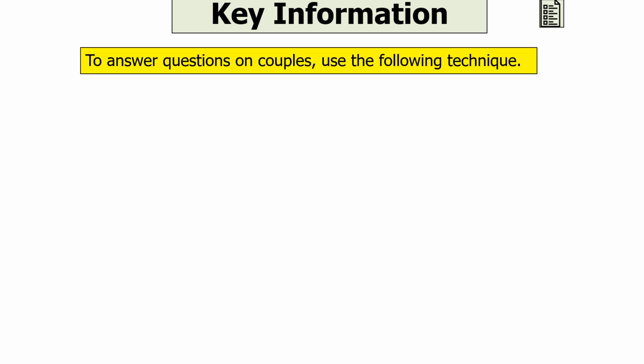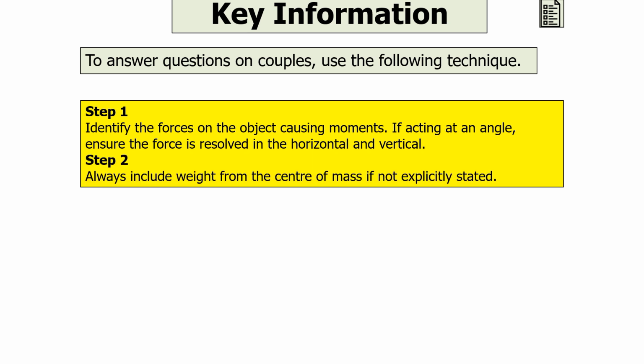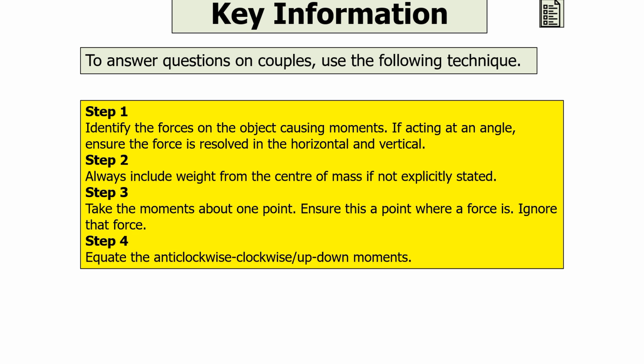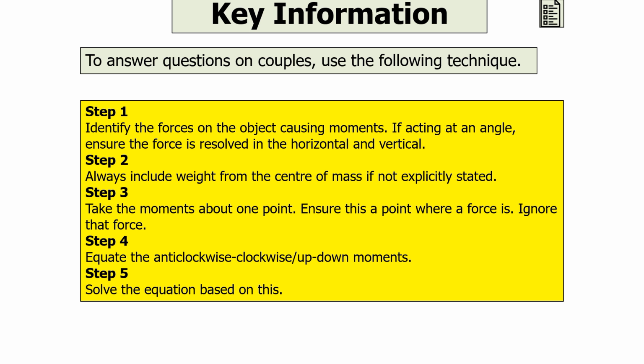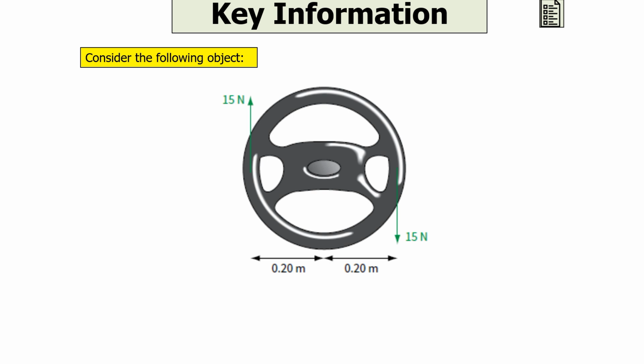Now, to answer questions on couples, use the following technique. The first step is to identify the forces on the object causing moments. If acting at an angle, ensure the force is resolved to the horizontal and vertical. Step 2, always include the weight from the centre of mass if not explicitly stated. Then take the moments about one point. Ensure that this point is where a force is, and ignore that force. Equate the clockwise and anticlockwise moments and solve the equation. Then the force which was ignored previously can also be calculated using the equilibrium principle that force up equals force down.